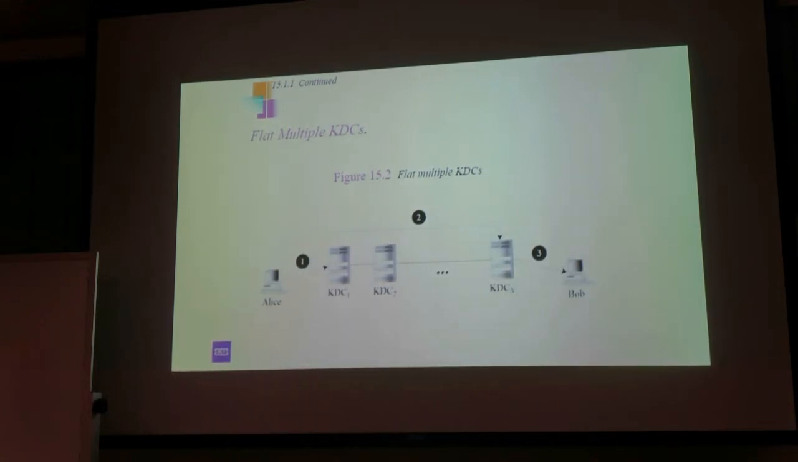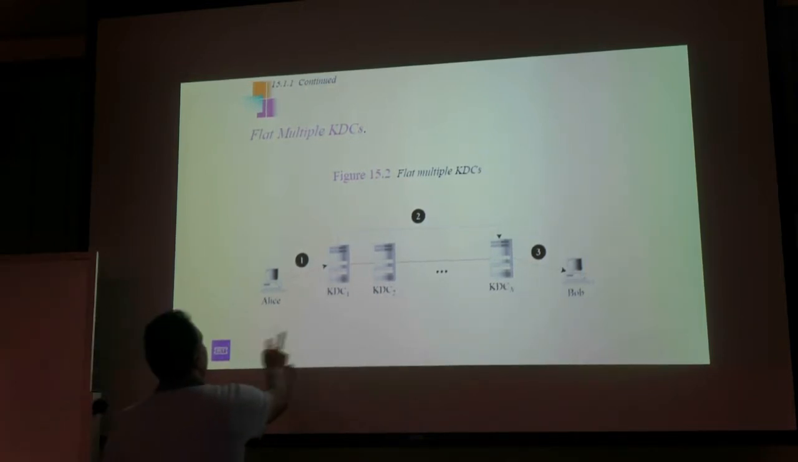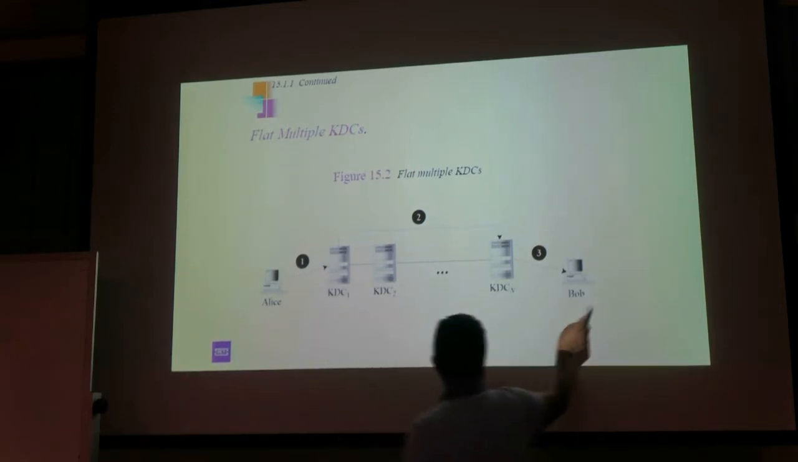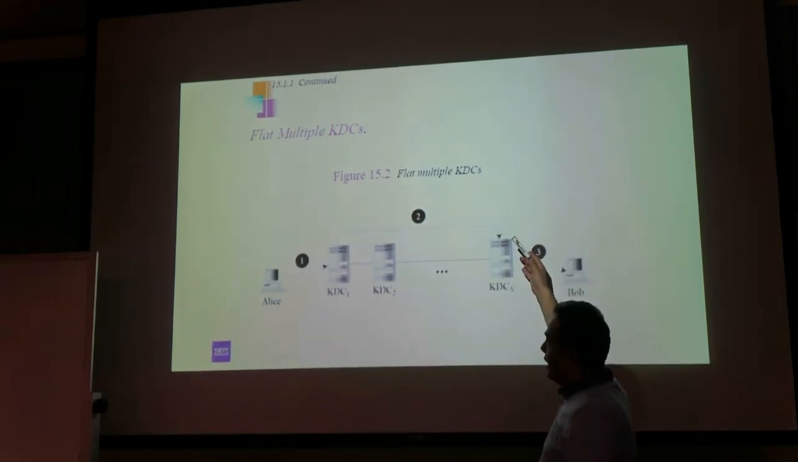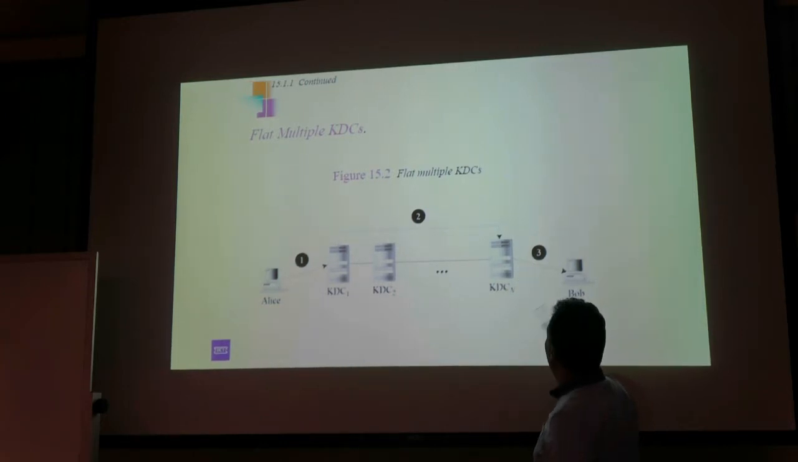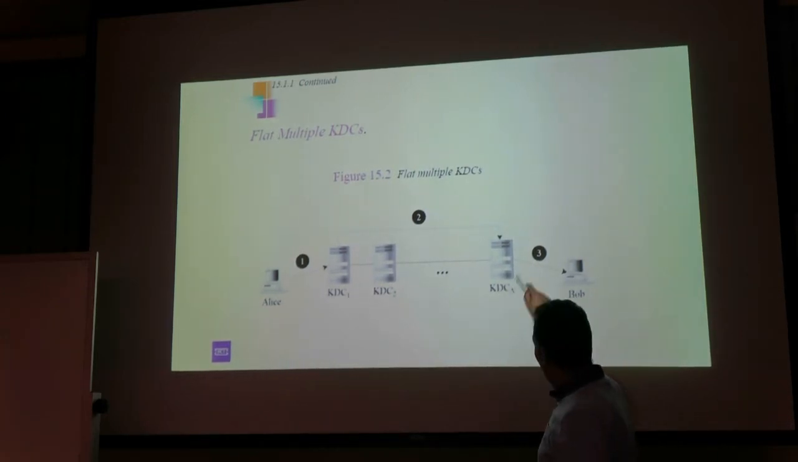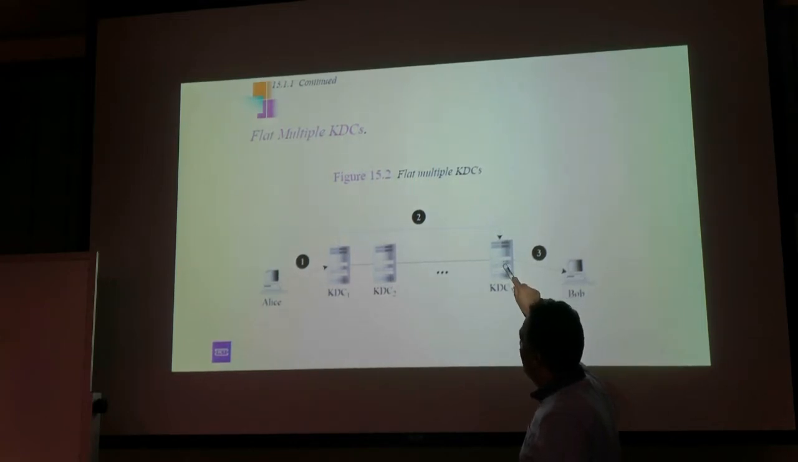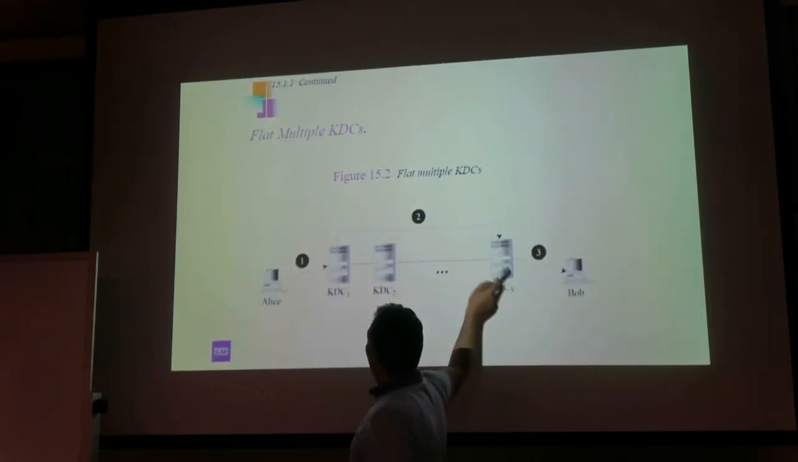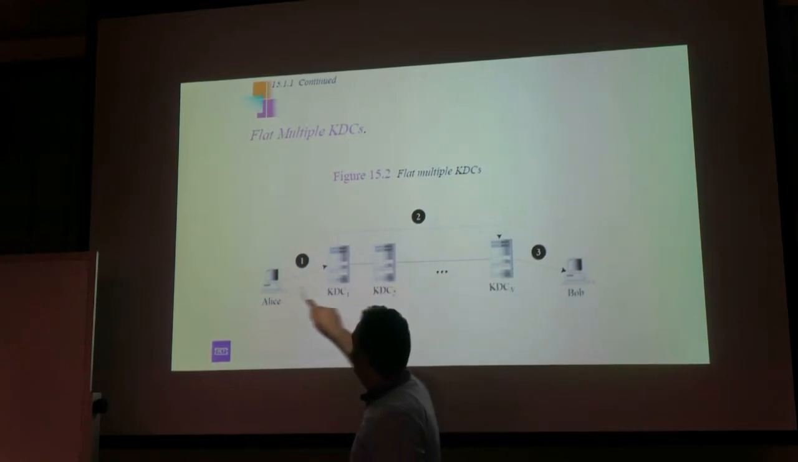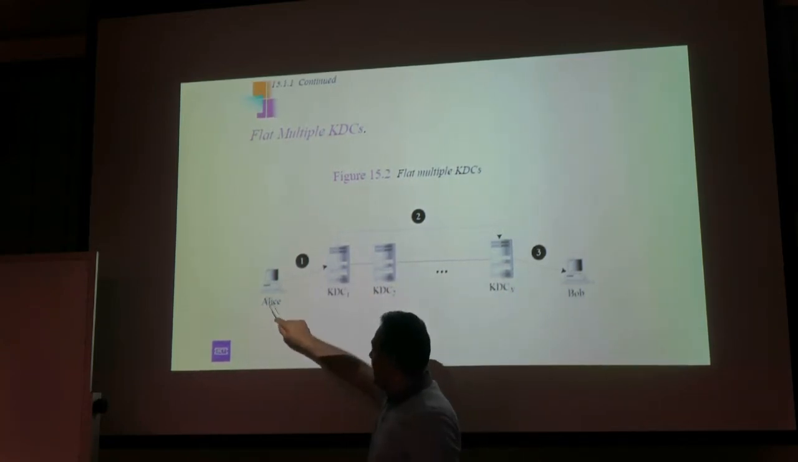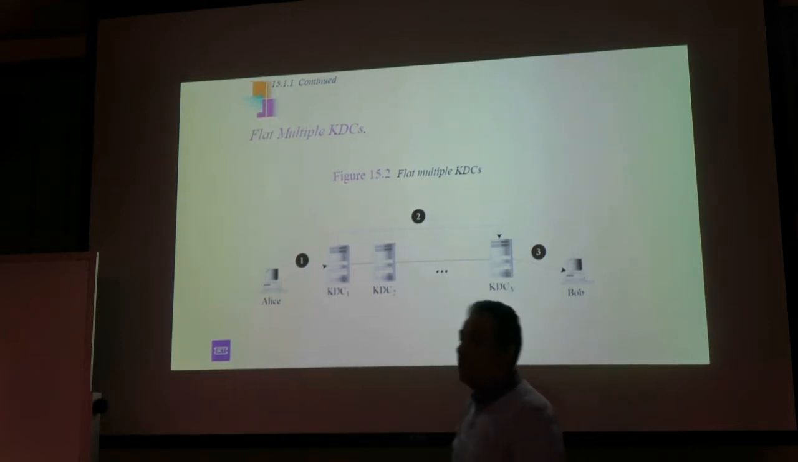It could be multiple, because for the whole world you cannot have one server to serve everyone, so you could have many KDCs and link them together. For example, if Alice is connected to KDC 1, while Bob is connected to KDC N, and they need to communicate, Bob will request it from its own KDC, that KDC will request it from the other KDC, and both will agree on a key. They will share it with Alice and Bob, then Alice and Bob can communicate.